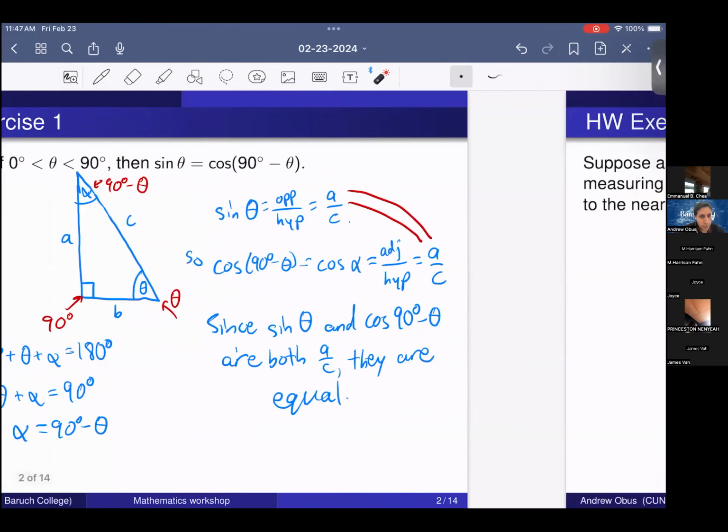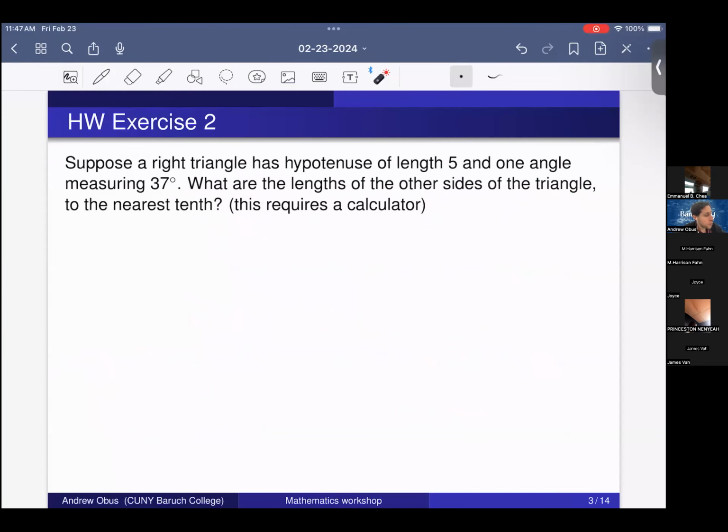Okay, so we'll go on to the next homework thing. Suppose a right triangle has hypotenuse of length 5 and one angle measuring 37 degrees. What are the lengths of the other sides of the triangle to the nearest tenth? For all of these problems, the key is drawing a good picture and labeling your picture correctly. If you can draw the right picture and label it correctly, then you can usually solve the problem. It usually just becomes algebra. Okay, this will be especially important for exercise 3.